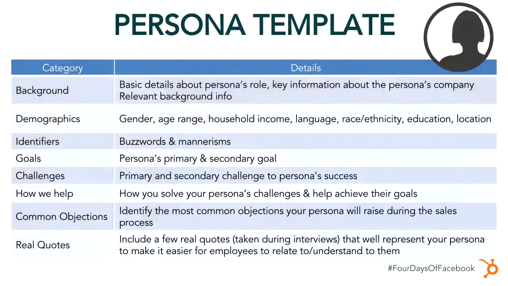So, for example, once you have all that data, you're going to take it and put it into a template, much like you see here on the screen. And that will have information that is pretty clear about this ideal buyer. So what their background is, what the key information about them. You want to understand their gender, age range, household income. These are some basic demographics. The buzzwords and mannerisms that might apply to them, which are also interesting, that will help with targeted advertising later.